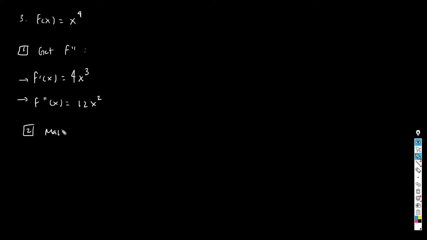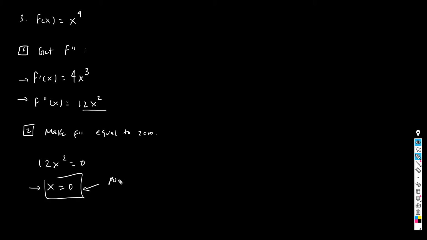Second step, make the second derivative equal to 0. So what is my second derivative? It's this, okay? And my solution to such an equation is again 0. So this is a possible inflection point.